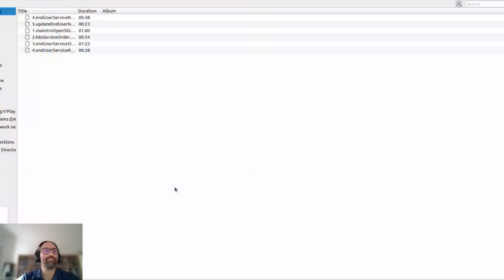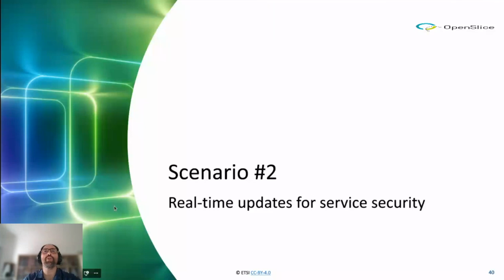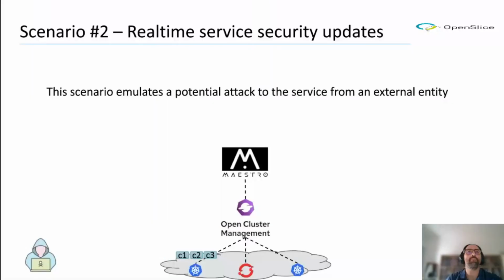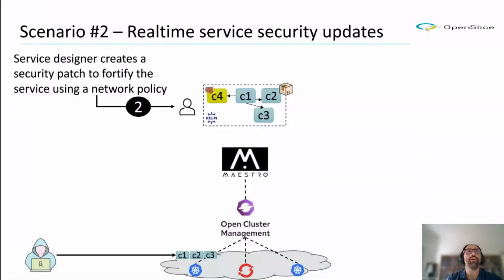All right. Now let's go to the scenario 2, real-time updates for service security. What we have in this scenario, we emulate a potential attack to the service from an external entity. Increasing number of requests are issued to a certain component of the service. And then the service designer creates a security patch to fortify the service using a network policy.